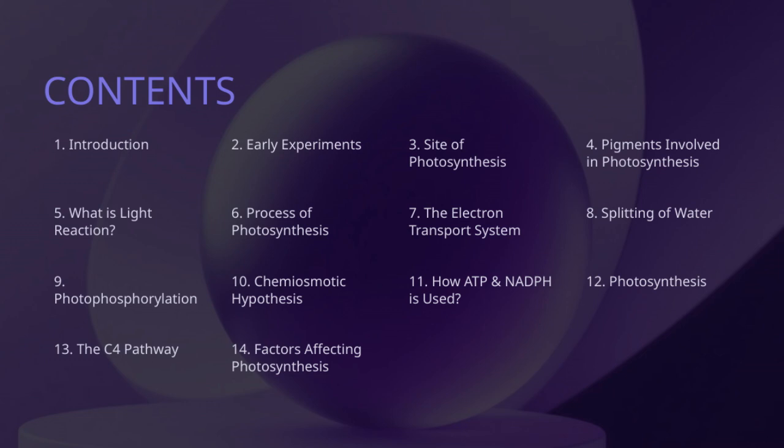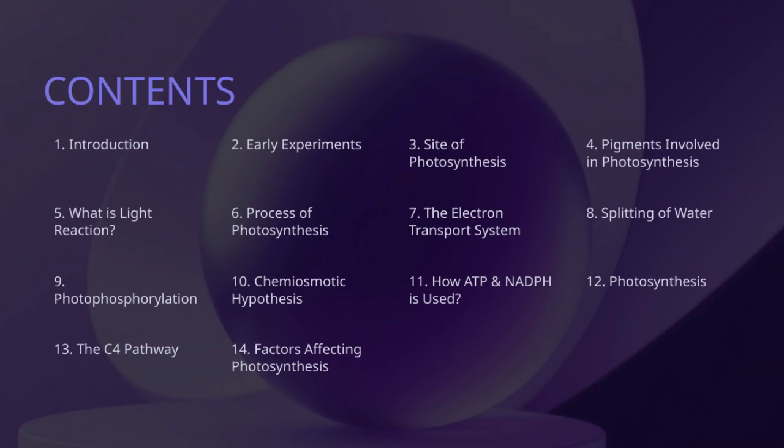Moving on, we consider how ATP and NADPH are used. They serve as energy carriers that power the synthesis of sugars. Next, we examine the electron transport system, a series of proteins that transfer electrons and help generate the energy-rich molecules. The site of photosynthesis is primarily in the chloroplasts of plant cells, specifically in structures called thylakoid membranes.